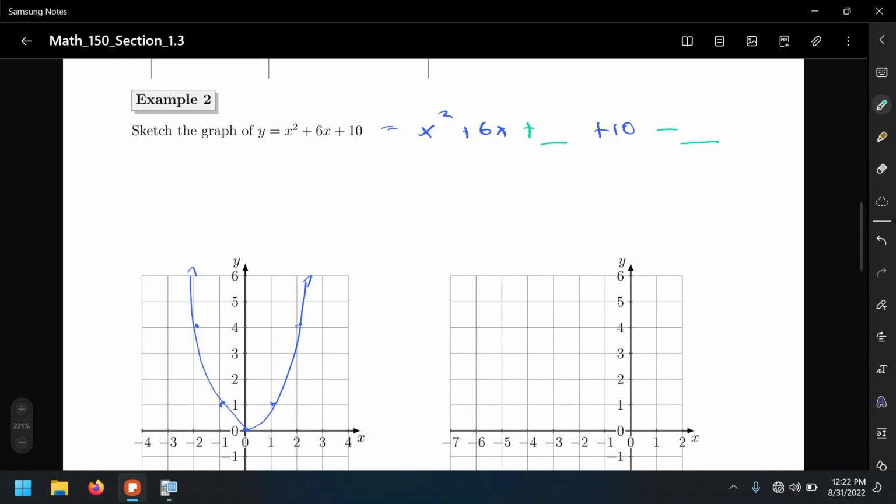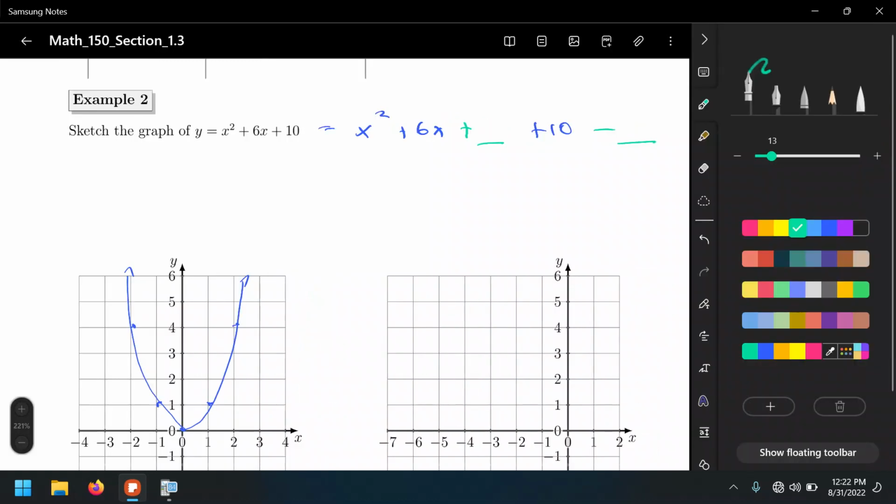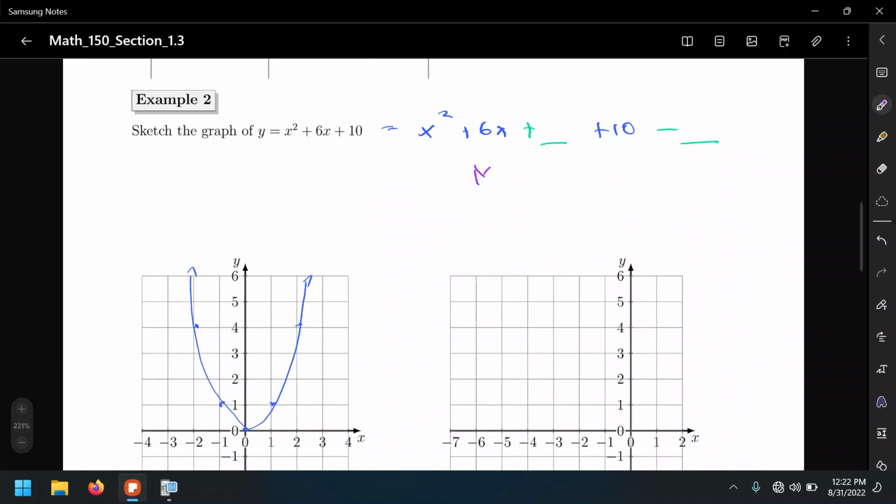How do we find that magical mystery number? To find it, what we do is divide the middle coefficient by 2 and then square. So the magical mystery number is a 6/2 quantity squared. That's how we complete the square. So this is 6/2, which is 3, and then 3 squared, which is 9. Alright, so we add 9, subtract 9.